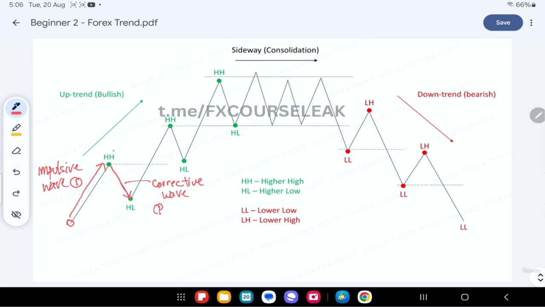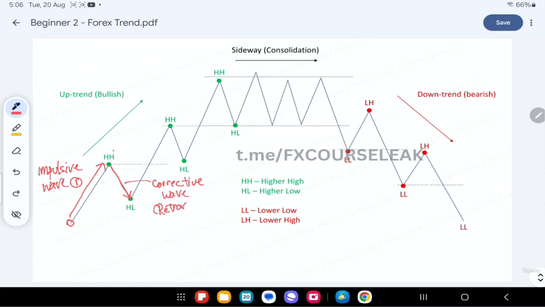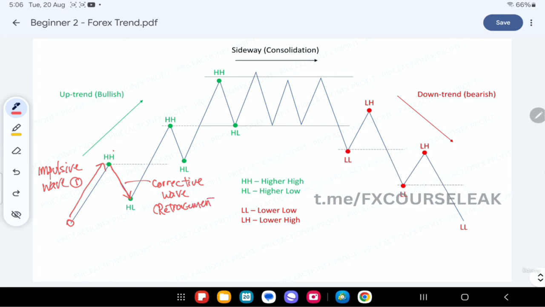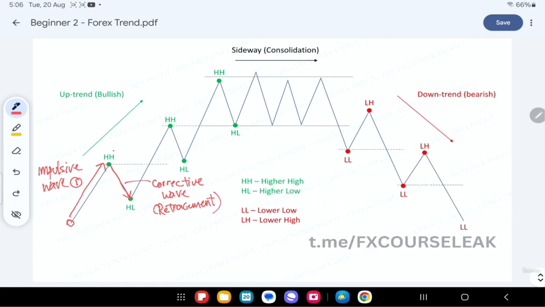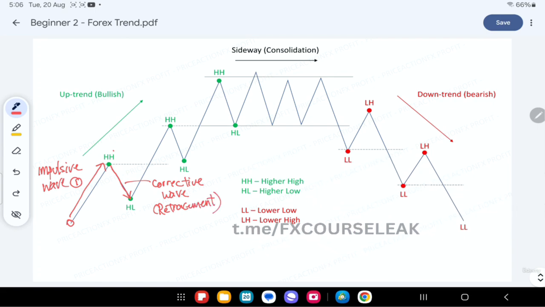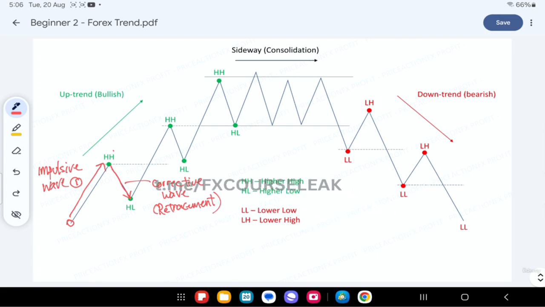And you can call it a retracement as well. In another word, retracement. So it's just like a temporary resting. If the price wanted to go further up, it needs time to rest for a while and continue the journey.